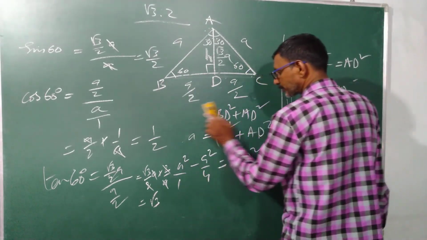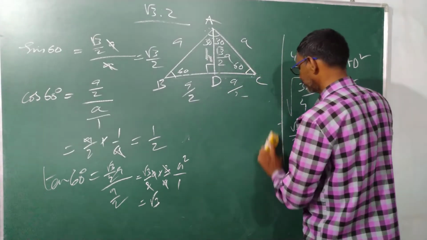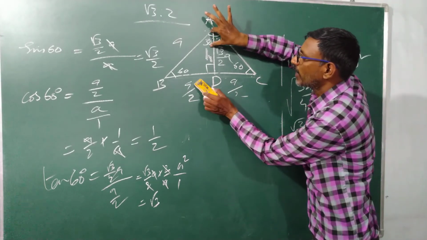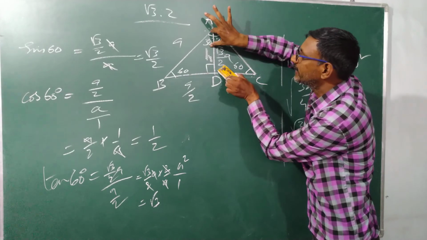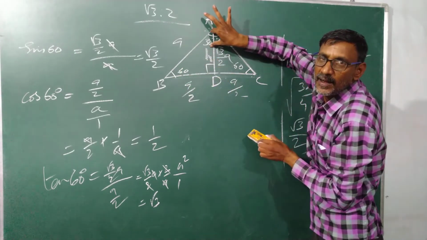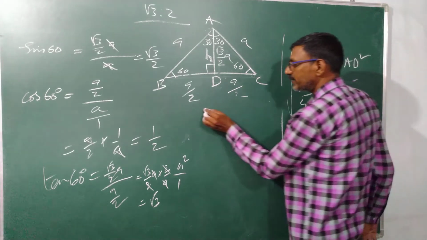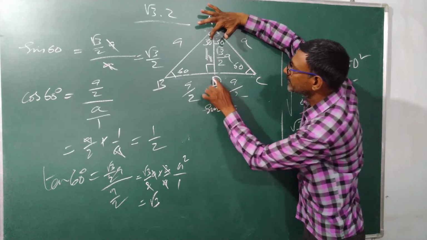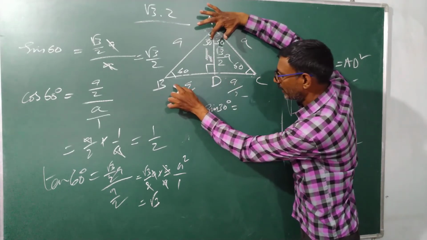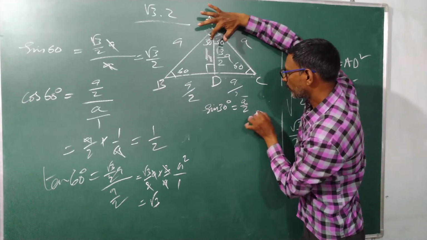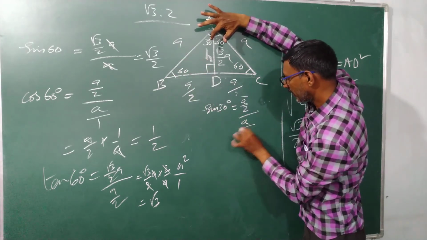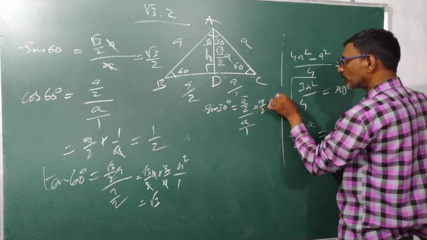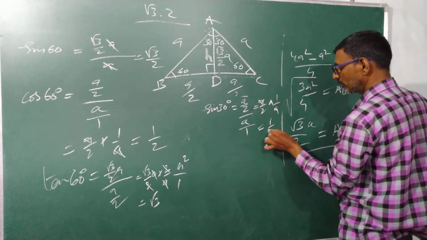Now we are coming to 30 degrees. See here. With respect to 30 degrees, this is my opposite side, this is my adjacent side, and this is my hypotenuse. So first we start with sine 30. Opposite side is how much? A by 2. What is my hypotenuse? A. Can I write A by 1? Yes. A by 2 into 1 by A, that is equal to 1 by 2.